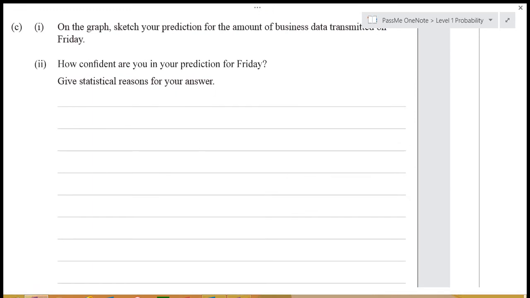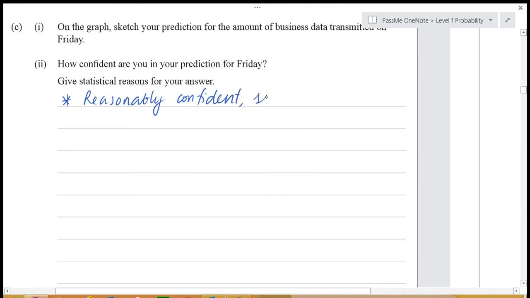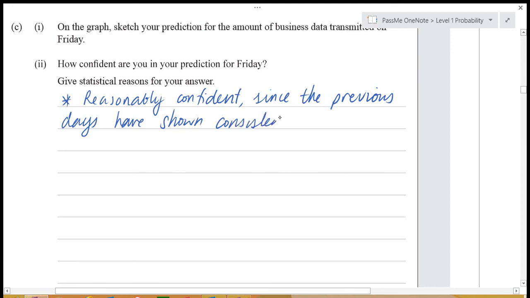Okay, how confident are you in your prediction for Friday? Well, there's all sorts of things really. So first of all, reasonably confident because of the strong trends that we've seen already. So we'll start with that. So reasonably confident since the previous days have shown consistent and increasing trends.